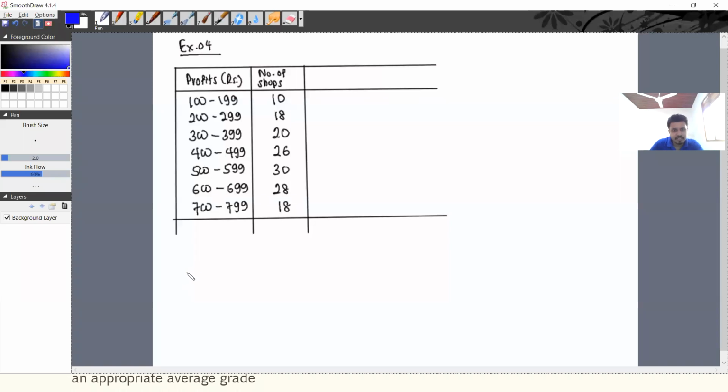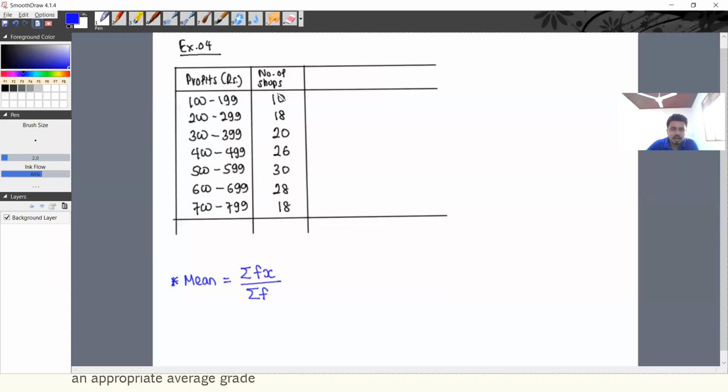What we need to calculate? We need to calculate the mean value, the mean profit. How can we calculate that? This is a grouped frequency distribution. Therefore, how can we calculate that? Sigma fx over sigma f.